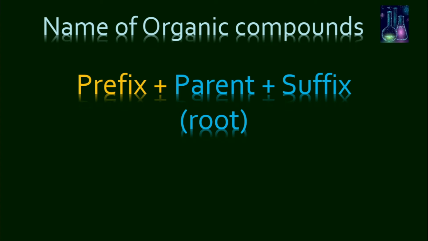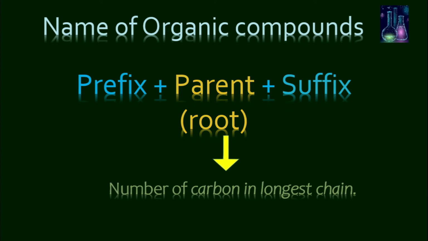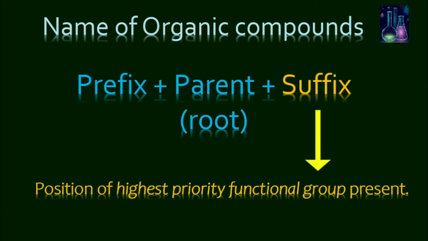Now, we already know that the name of an organic compound is divided into three parts. I would strongly recommend you see my video on IUPAC nomenclature, which explains the various parts of the organic compound. The prefix indicates the substituent, the parent indicates the longest carbon chain, and the suffix indicates the position of the highest priority functional group. Today, we will be focusing on the functional groups which can be written in the prefix and the suffix, and the priorities of the functional groups, one over the other.